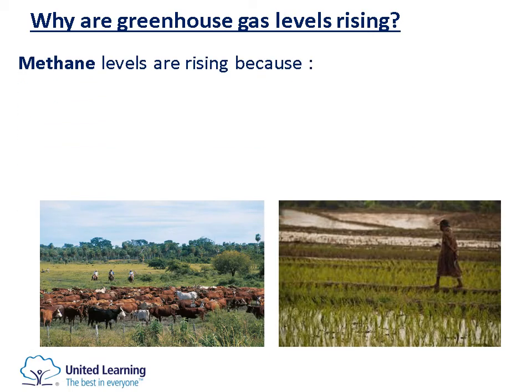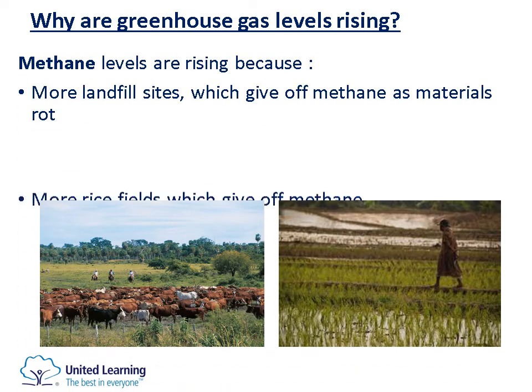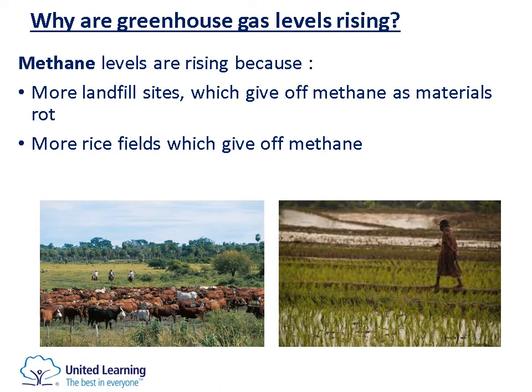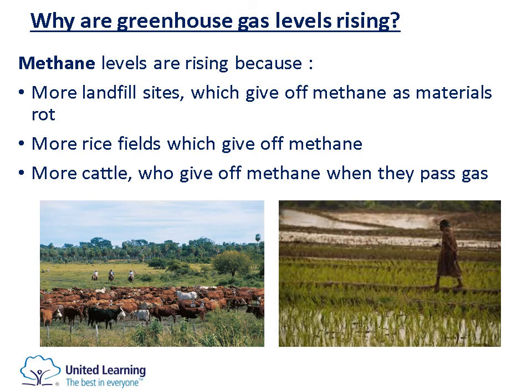Why are levels of methane rising? It's basically more rubbish at landfill sites, more rice fields, and more cattle. Obviously, the more humans there are, because the population sizes are increasing, the more food we need, and the more rubbish we're making, which is causing more methane to be released into the environment.